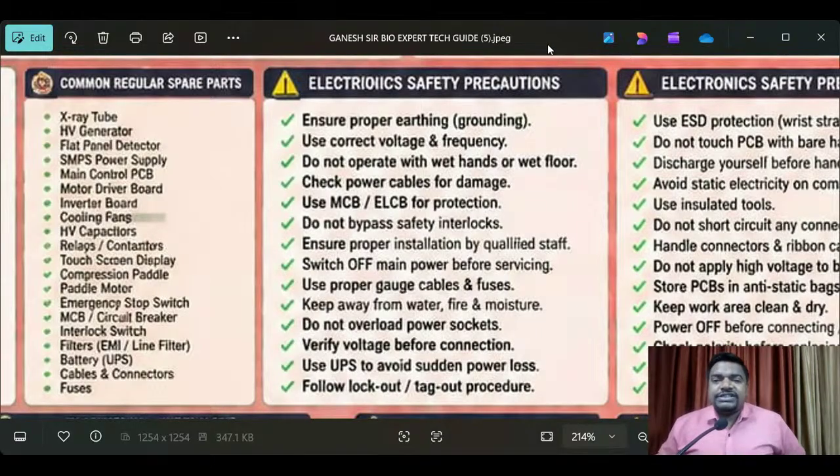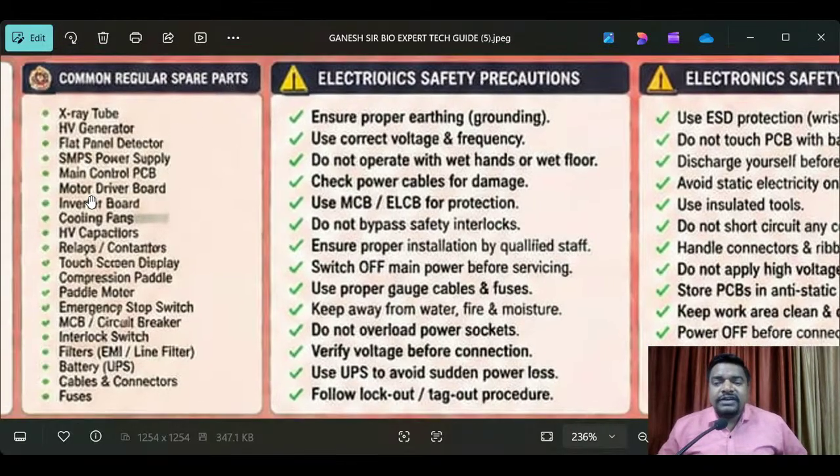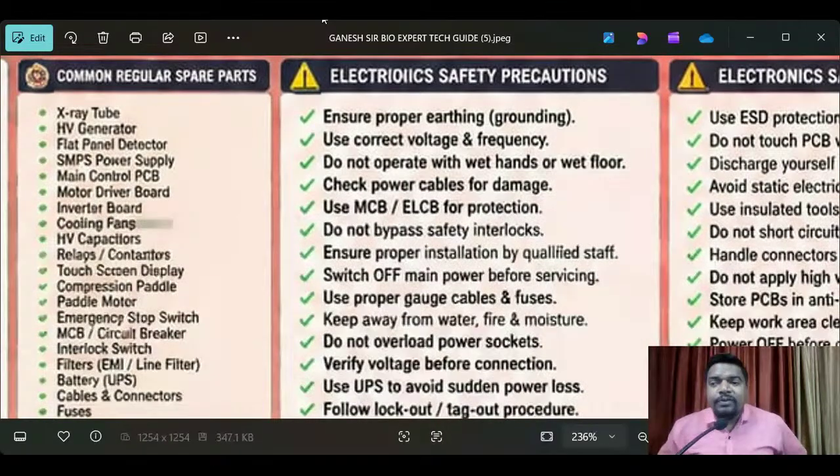Now come here, my dear engineers. Now common regular problems and spare parts, I'm going to show you pin-point, and it is visible right now. Let me finish right now. See here, and your encouragement is very, very important. And biomedical engineers, see here, the common regular spare parts in mammography. What are the things there?